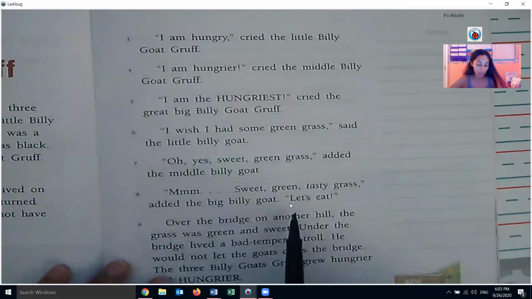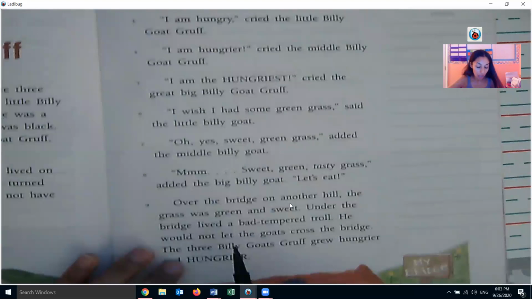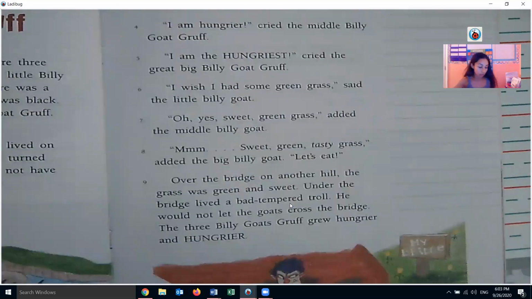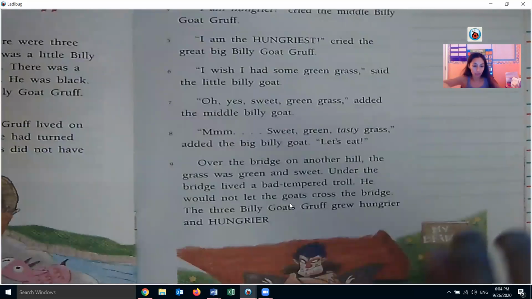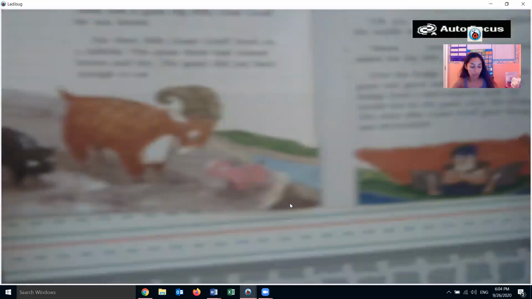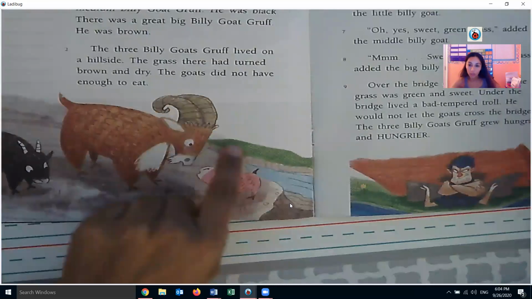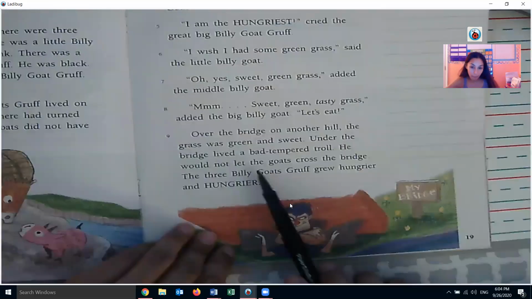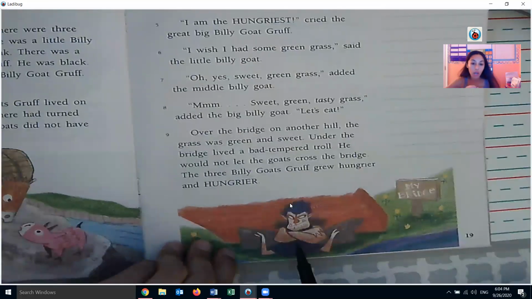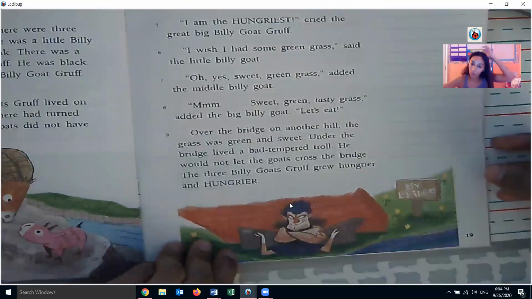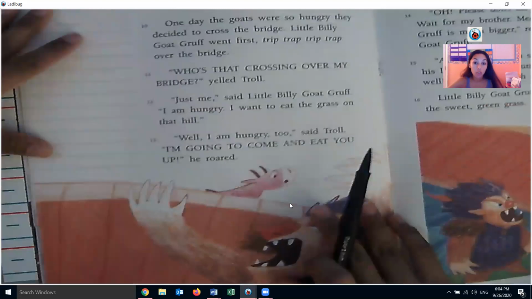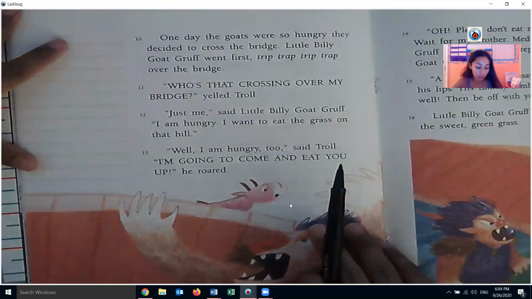Let's eat. Over the bridge on another hill, the grass was green and sweet. You can see their grass, really brown, dry, and they can see over the hill like, oh, it's green over there. But under the bridge lived a bad-tempered troll. He would not let the goats cross the bridge. The 3 Billy Goats Gruff grew hungrier and hungrier. One day, the goats were so hungry, they decided to cross the bridge.